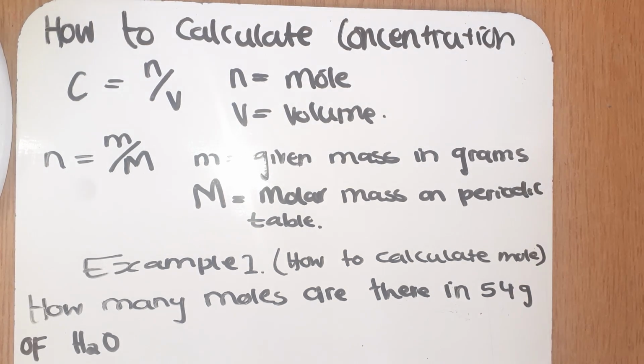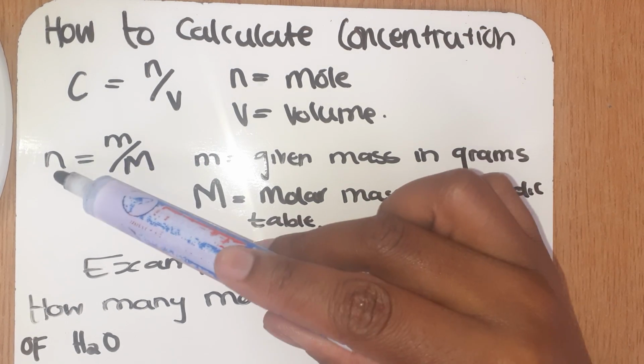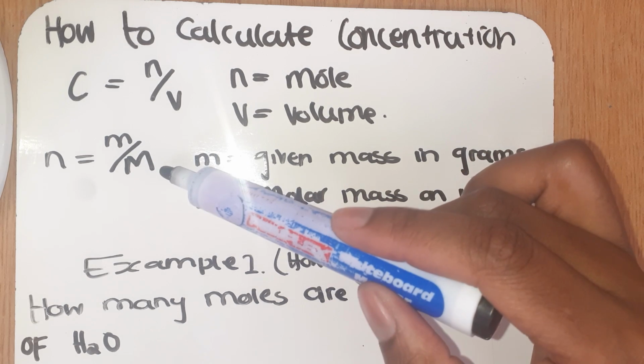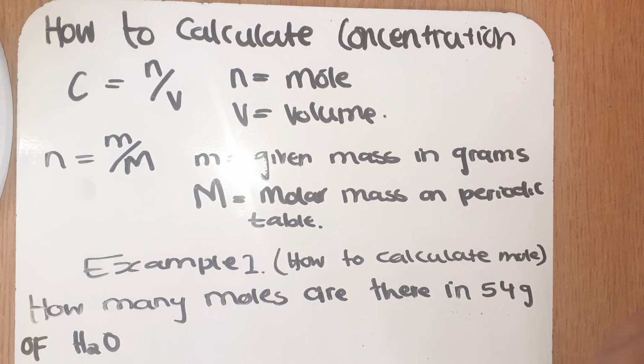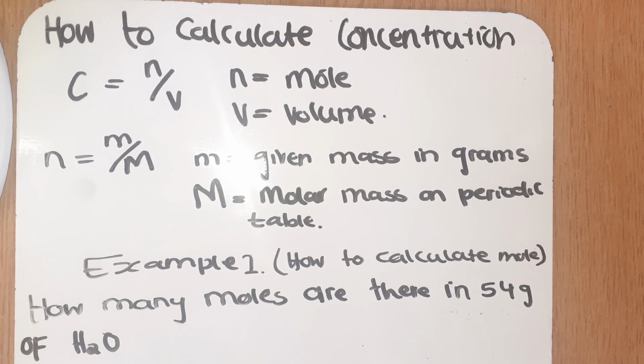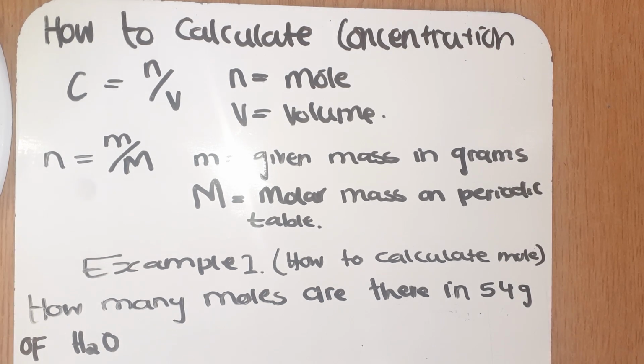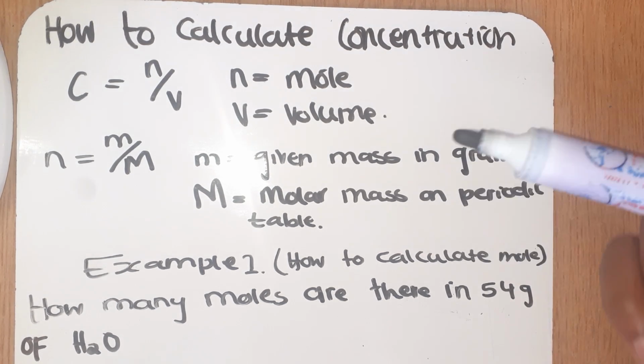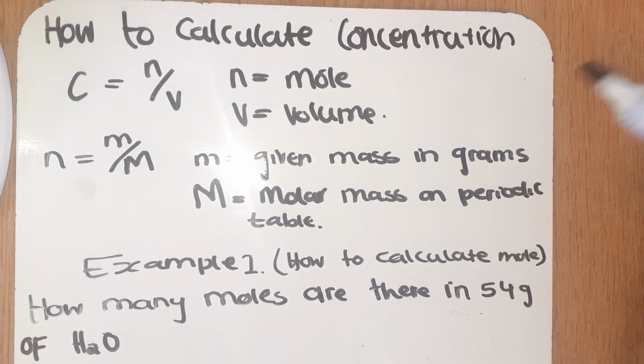To calculate your mole, n equals small m over big M. The small m is usually given to you in grams. You see 60 grams, 69 grams, 129 grams. Know that it's a possibility that you're going to be calculating mole. So small m is the given mass in grams, and big M is the molar mass from the periodic table.